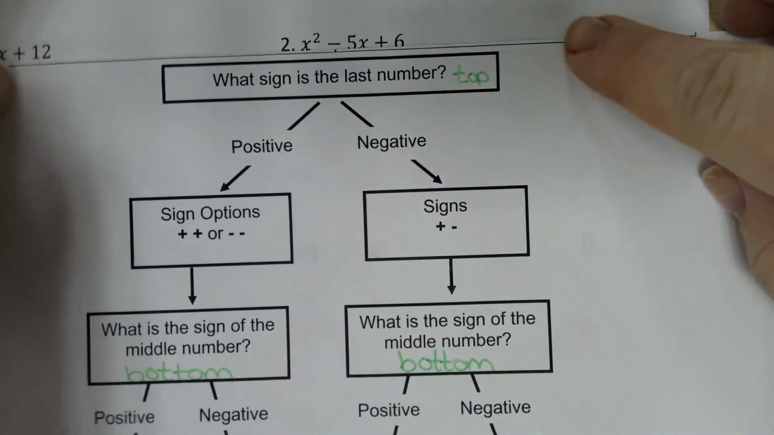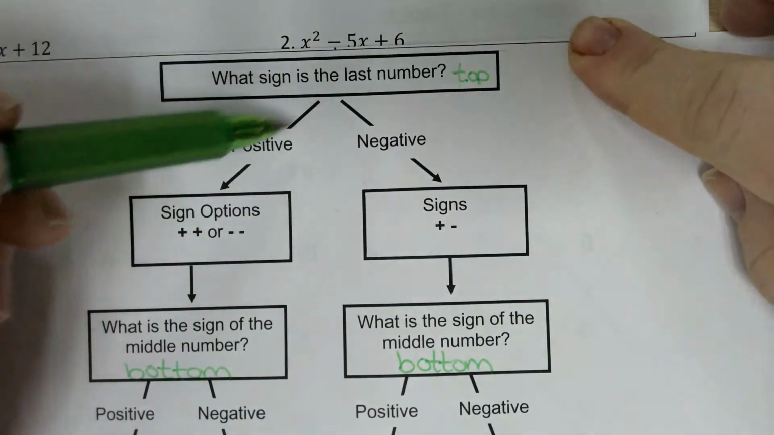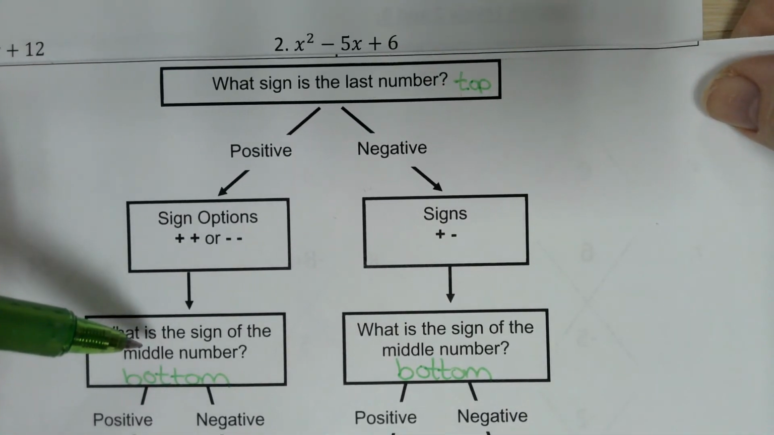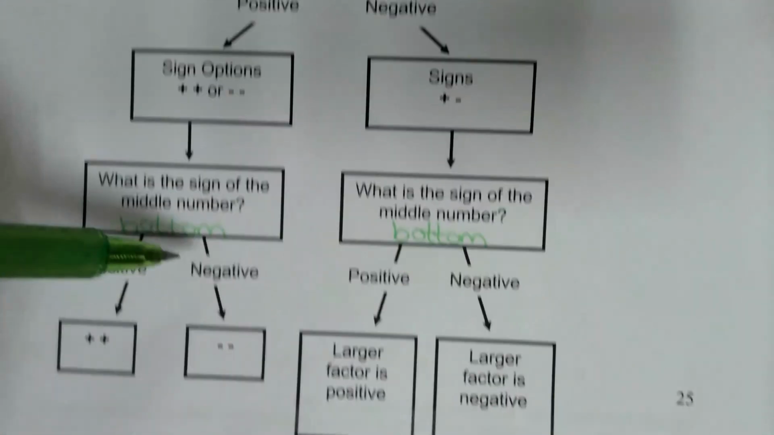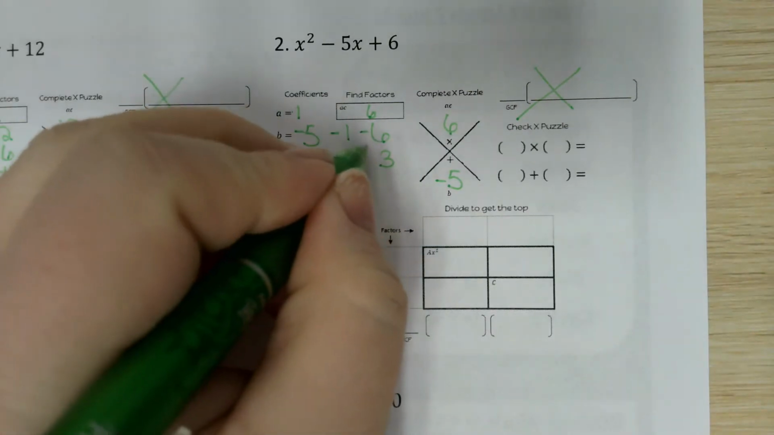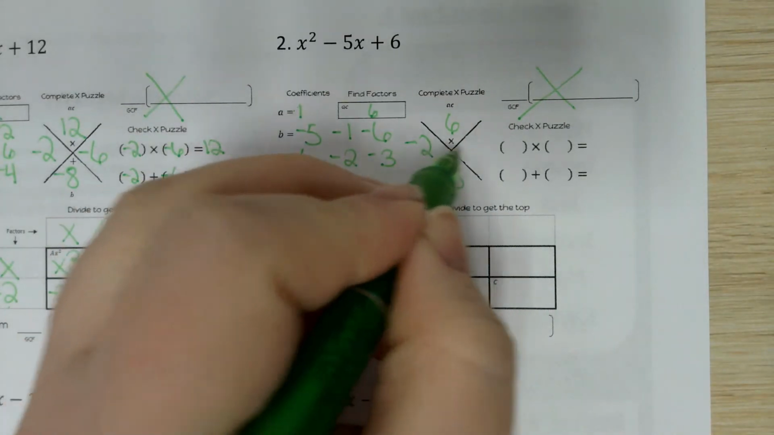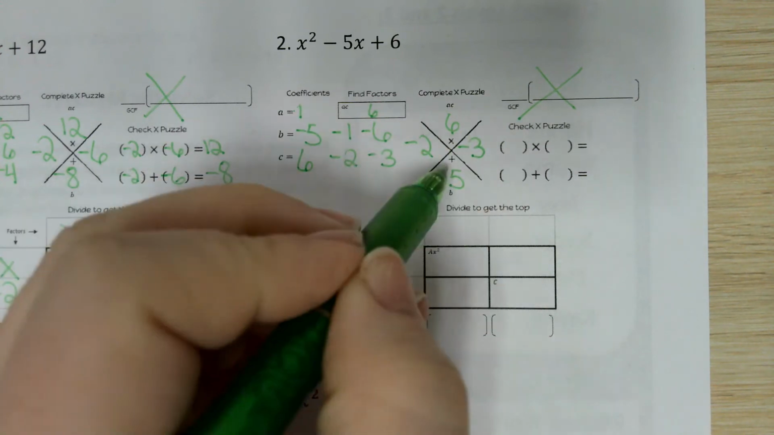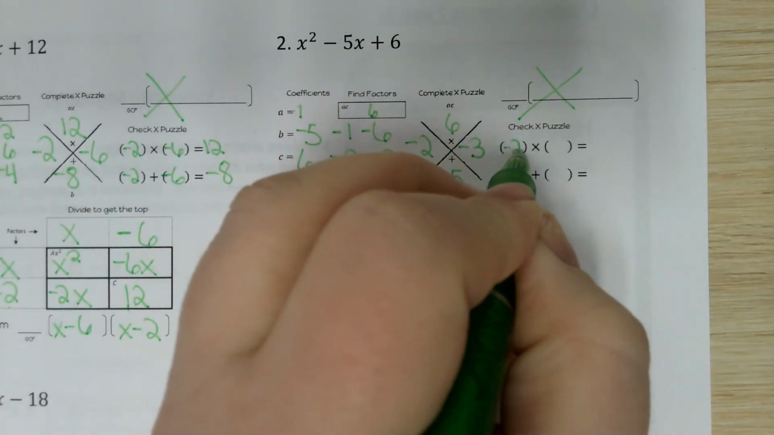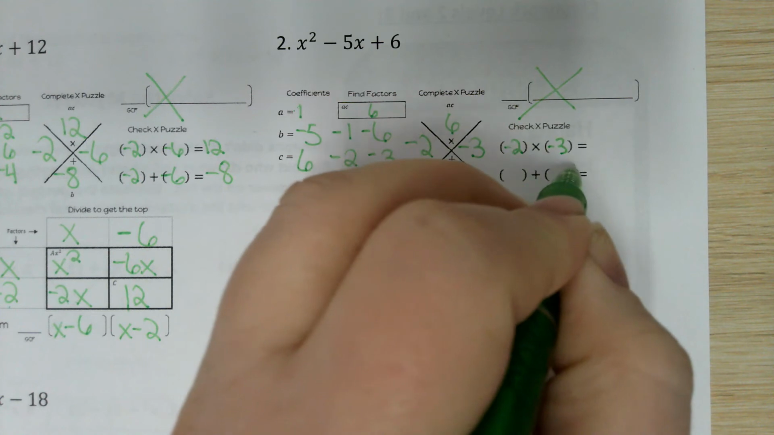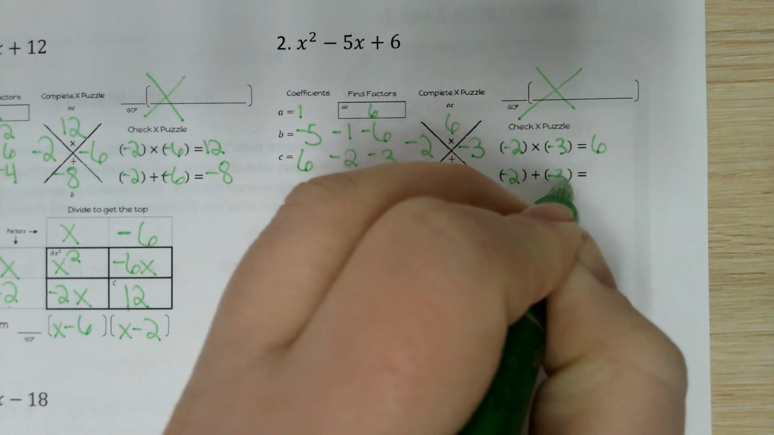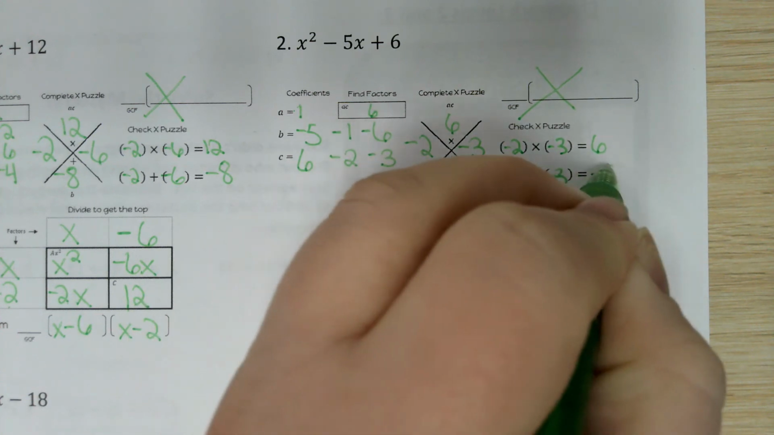The sign of the top or the last number is positive. So I'll have 2 positives or 2 negatives. The sign of the middle or bottom of your x is negative, so I have to use 2 negatives. So negative 2 and negative 3 are the only ones that will add to be a negative 5 and multiply to be a positive 6. You can quickly check that. Negative 2 and negative 3, those multiply to be positive 6. That's what I want. Negative 2 and negative 3, those add together to be negative 5. That's what I want.